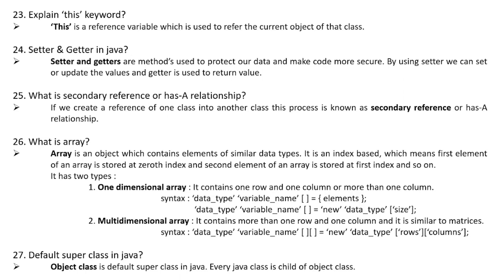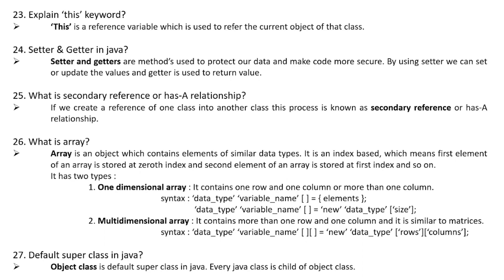It has two types. First, one-dimensional array. It contains one row and one column or more than one column. This is the syntax of a one-dimensional array. Second one, multi-dimensional array. It contains more than one row and one column and it is similar to matrices. Below is the syntax of a multi-dimensional array.